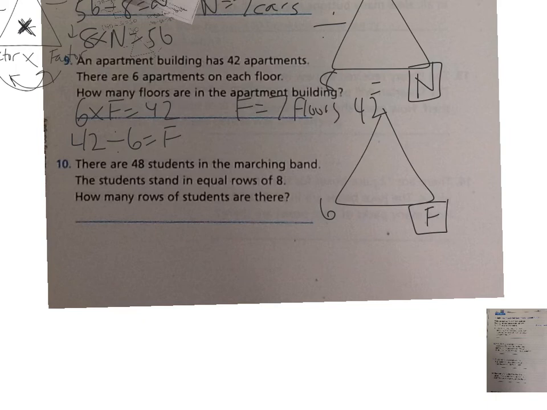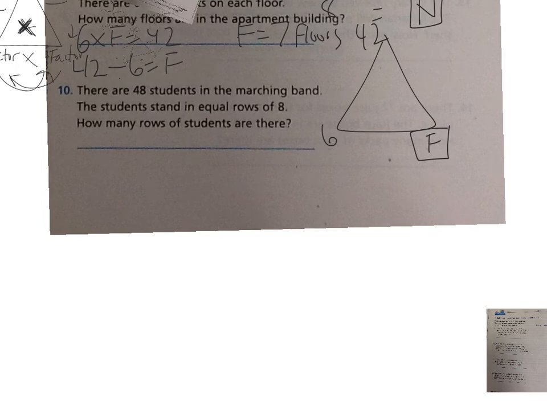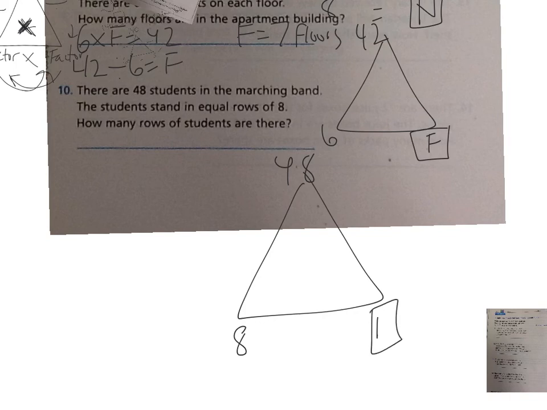And the last one, there are 48 students in the marching band. The students stand in equal rows of 8. So there are 48 students in all. How many rows of students are there? There are 8 students in each row, and we want to know the number of rows. So 8 times r will get you 48. Okay? So you want to do 48 divided by 8 to get r. Mentally, you should be able to do this someday. It might not be right now because it is the beginning of 3rd grade. But you should know that 8 times 6 is 48. So r equals 6 rows.